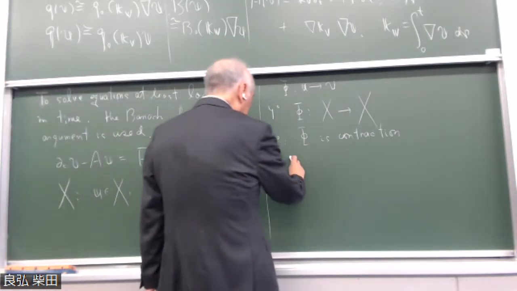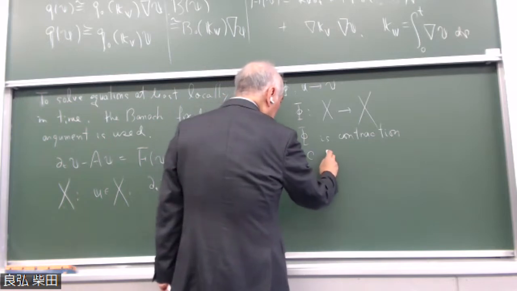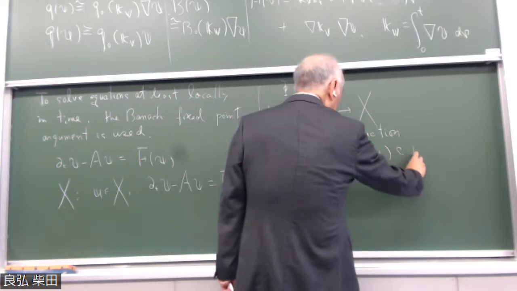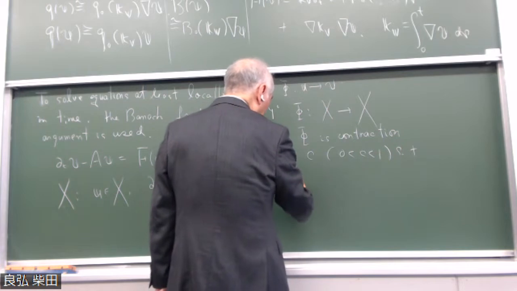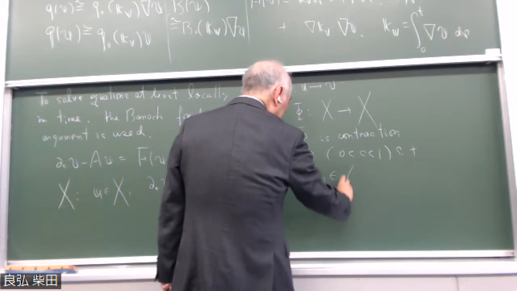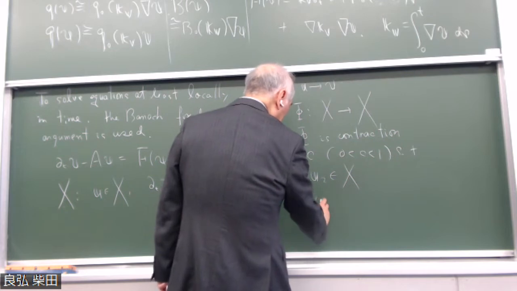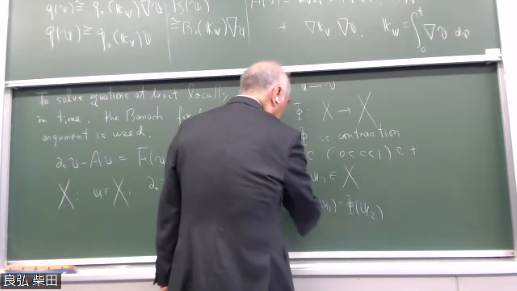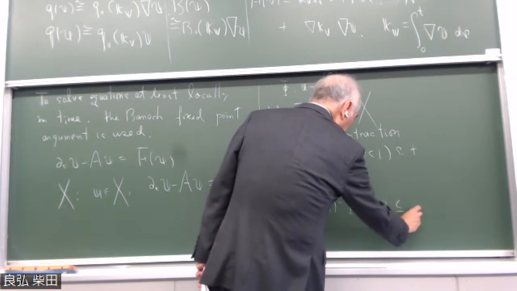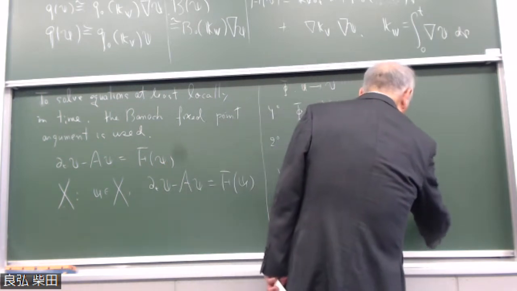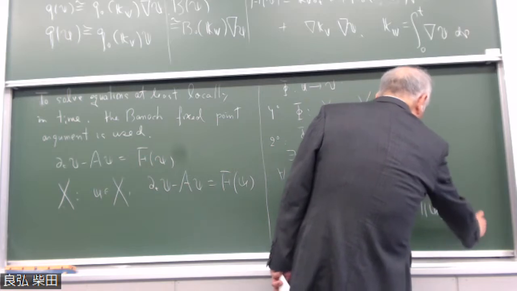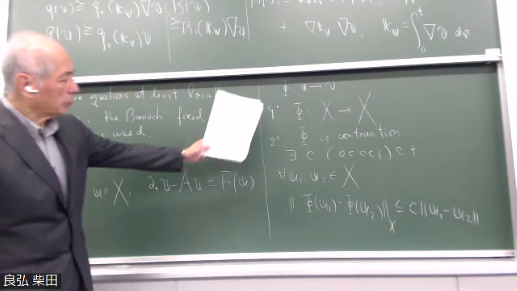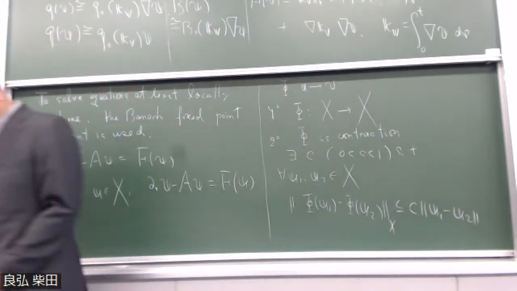The second is that Phi is a contraction. Namely, there exists some positive constant c less than 1 such that for any u1, u2 in X, the norm of Phi(u1) minus Phi(u2) in X is less than c times the norm of u1 minus u2. You have to prove these two assertions.